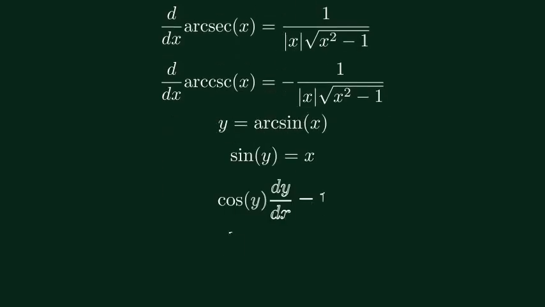Now let's derive the arcsine formula using implicit differentiation. Let y equal arcsine of x. So sine of y equals x. Differentiate both sides with respect to x. Then solve for dy/dx.